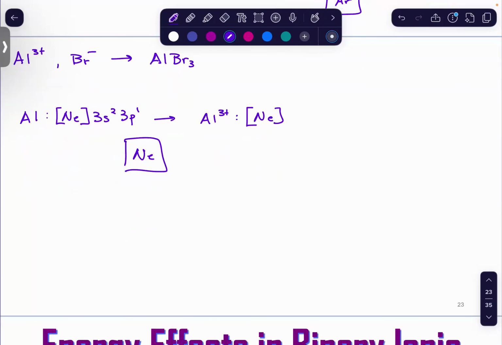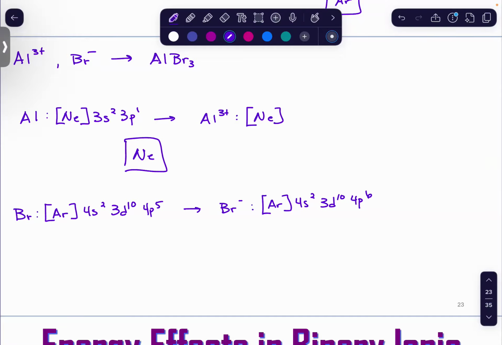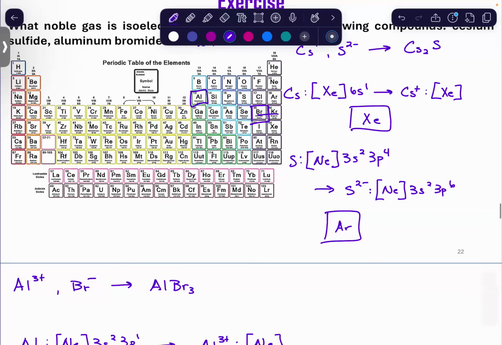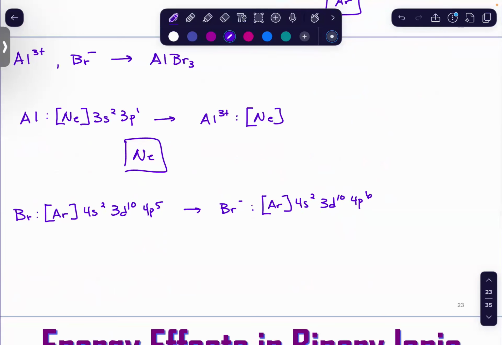And then your bromide. Start with bromine. It starts as argon, 4s2, 3d10, 4p5. It's going to want to gain 1 electron to become bromide. It's going to fill up its valence shell, which is 4s2, 4p6 now. And now that that's completely filled up, that takes me over to krypton. And so bromide is isoelectronic with krypton.